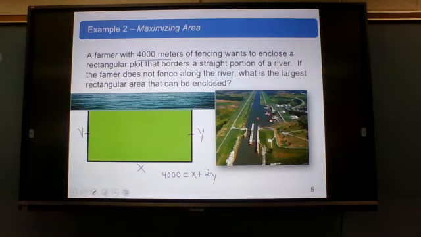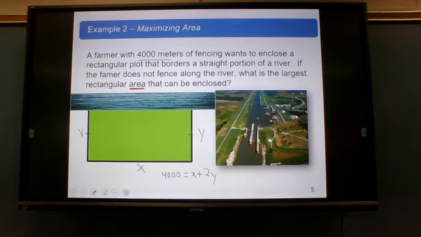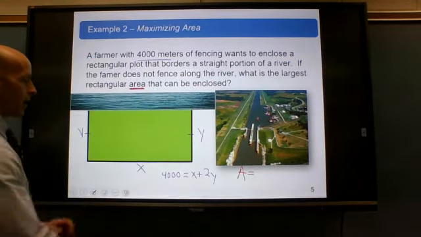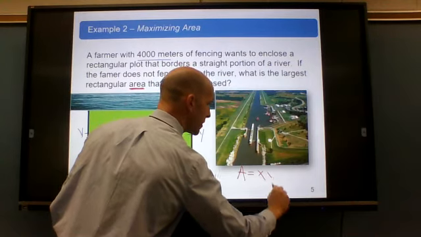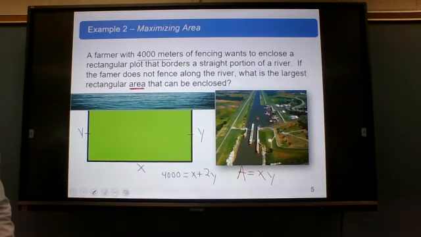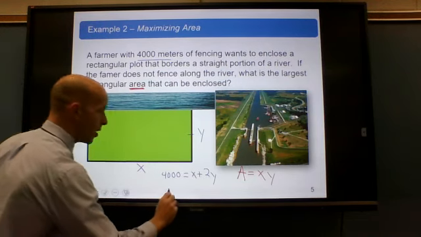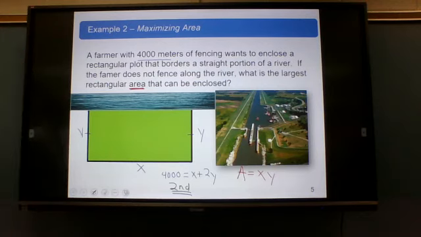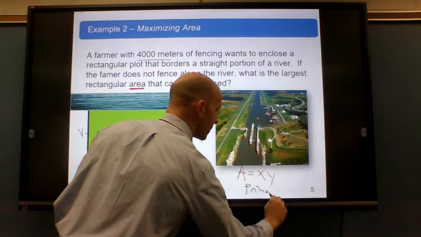Now there's another equation that we need to write, and I'll do this one in red, because in this question, they're asking us to maximize or find the largest amount of area. And as you guys probably already recall, area is length times width or base times height. So in this case, the area is going to be x times y. Now this gives us two equations, and I'm going to make a note that this one here is actually what we call the secondary equation. And this equation over here is the primary equation.